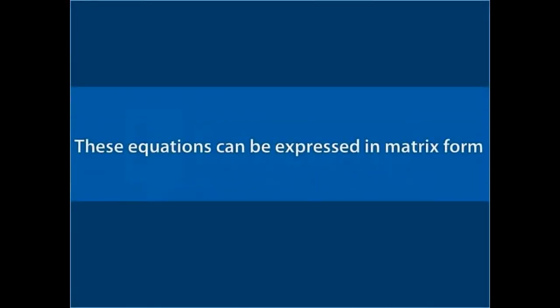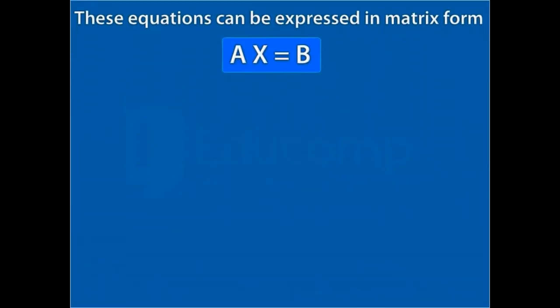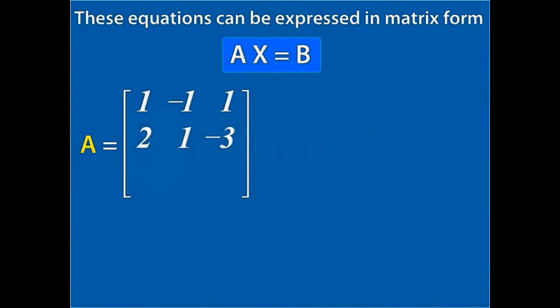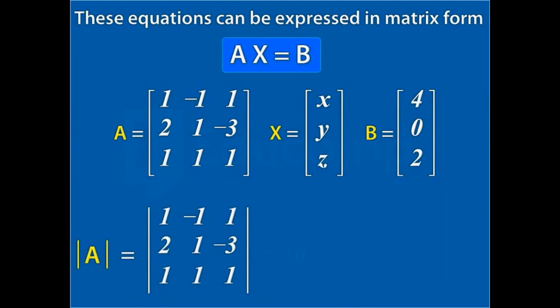In matrix form, it can be written as AX equals B, where A is a 3 cross 3 matrix with the elements 1, minus 1, 1, 2, 1, minus 3, 1, 1 and 1, X as a column matrix of unknowns x, y, z, and B as a column matrix with the elements 4, 0, 2. Here, determinant A equals 10 implies that determinant A is not 0.